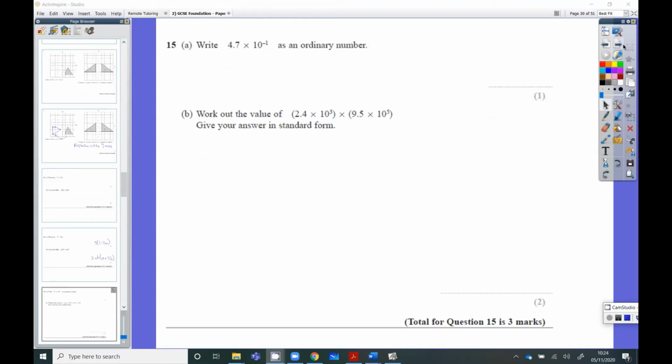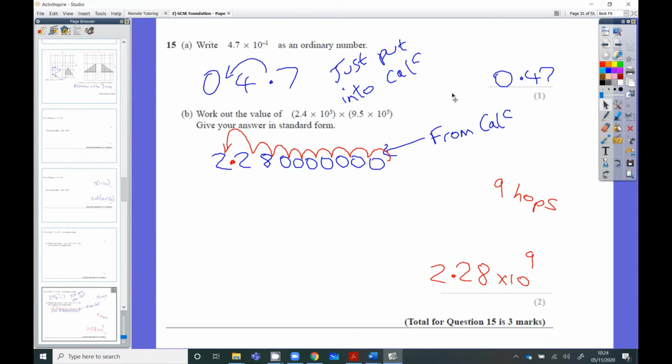Question 15. It's just possible to put this straight into your calculator. You could do 4.7 times 10 to the minus 1 and press the equals key. This will give you 47 over 100, and then just press the SD key and it will give you the answer of 0.47. But just in case this question was to crop up on a non-calculator paper, think about what's going on.